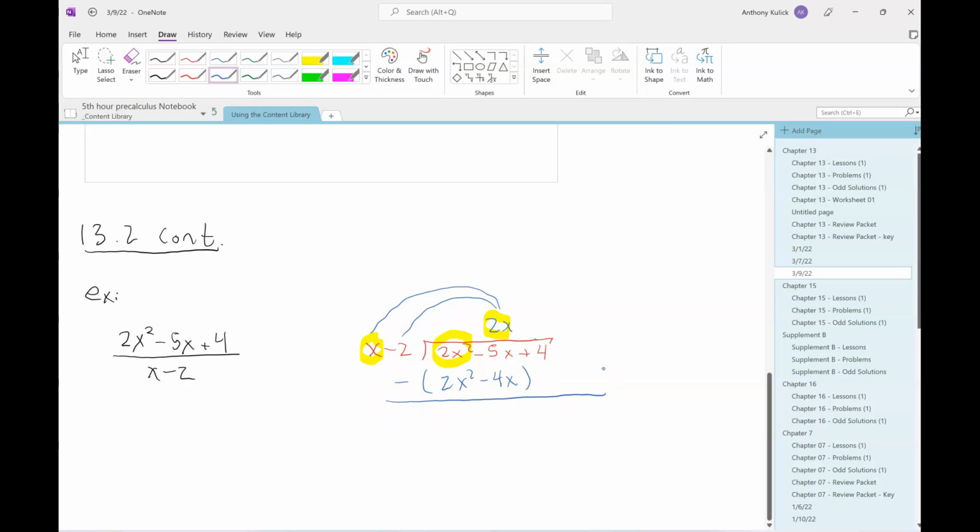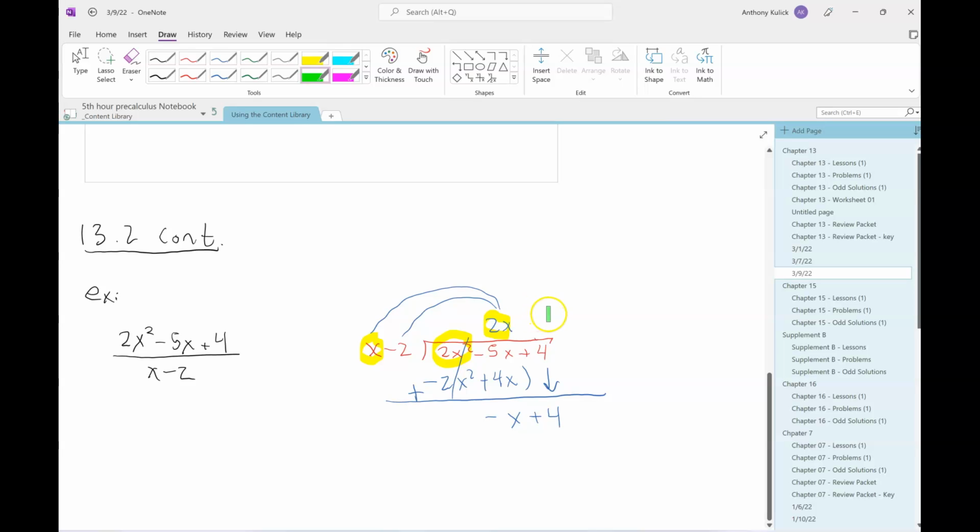Now, Mr. Kulik's recommendation is, rather than thinking about this as a subtraction problem, to distribute the negative through and think about it as an addition problem, because it's real easy to forget to distribute the negative through if you don't actively do it. So we have a negative 2x squared now and a positive 4x. When I add down, 2x squared plus negative 2x squared cancel out. Negative 5x plus 4x becomes negative 1x. And then I'll bring my 4 down.